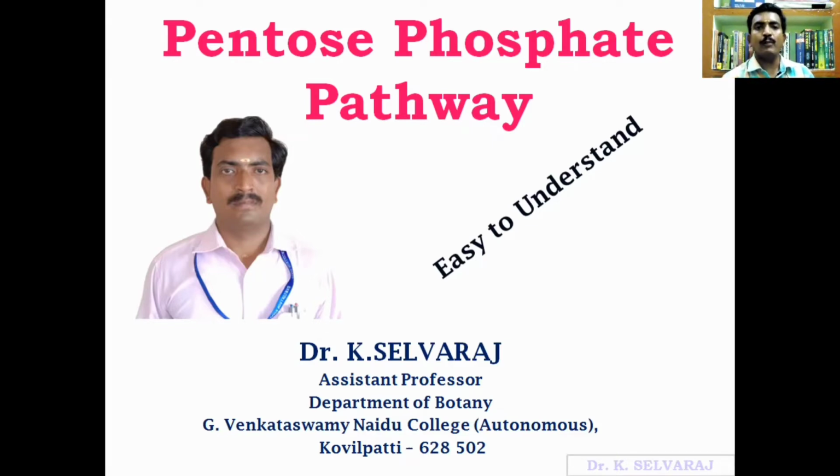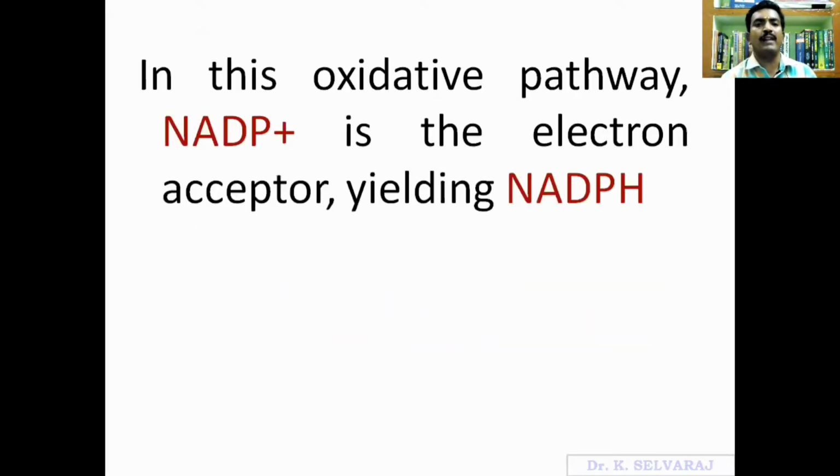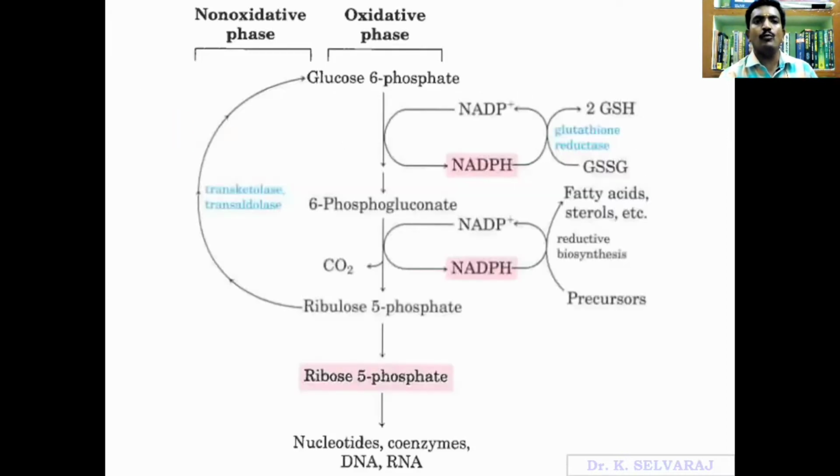Let me see what processes take place in the pentose phosphate pathway. The pentose phosphate pathway means the oxidation of glucose 6-phosphate into pentose sugar. This process is otherwise called the phosphogluconate pathway or pentose monophosphate pathway because more pentose monophosphates are synthesized in this pathway. In this process, mainly NADP plus is reduced, forming NADPH. The NADPH is an important compound which helps to counter the free radicals formed when oxygen is exposed to our cell.